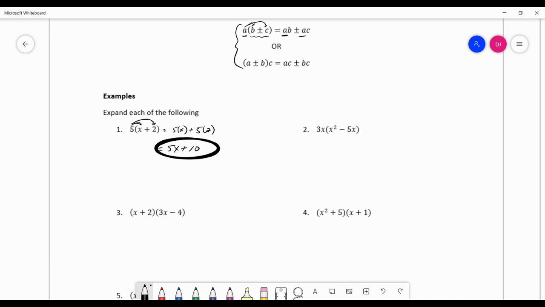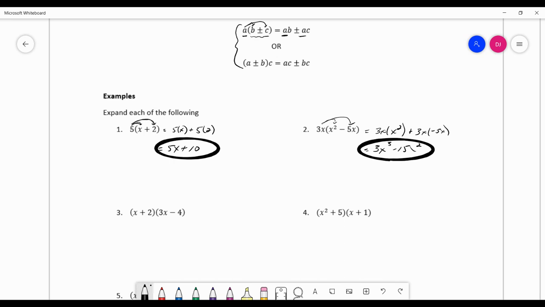In number 2, same thing, 3X times the X squared plus 3X times the negative 5X. And so we have 3X cubed minus 15X squared. And there we have that expansion.